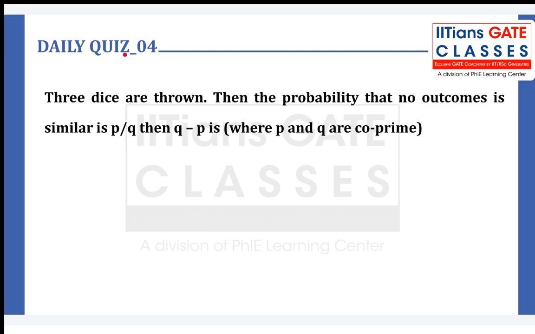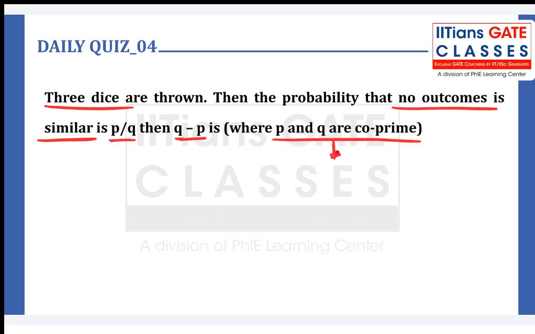Okay, so now again a probability question. They are saying 3 dice are thrown. Okay, there is a similar question that we have solved previously. So 3 dice are thrown, but they have not mentioned any colors or anything, so we assume that it is a fair die. Then the probability that no outcomes is similar is given by P by Q, and they're asking what is Q minus P, where P and Q are co-primes.